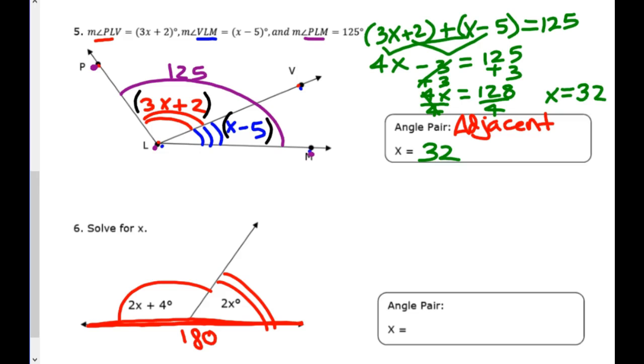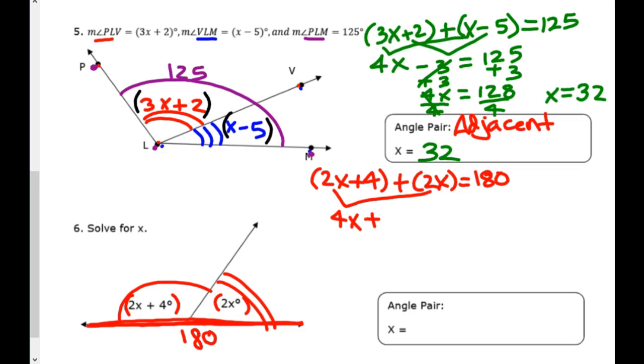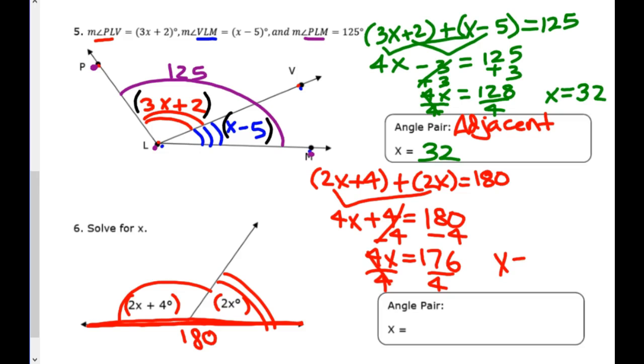So again, what's my equation going to be? Okay, so yeah, part plus part equals whole. 2x plus 4 plus 2x equals 180. Okay, combine like terms on the left. 2x plus 2x is 4x. Bring down plus 4 equals 180. And then we get rid of the loner 4 by subtraction. 4x equals 176. And we divide by the coefficient to get x equals 44.